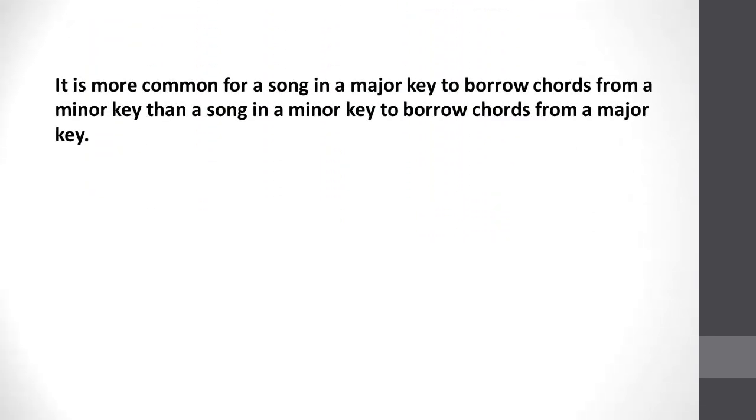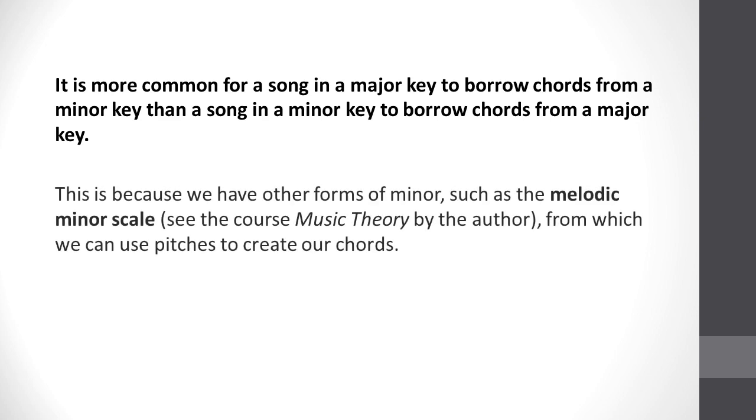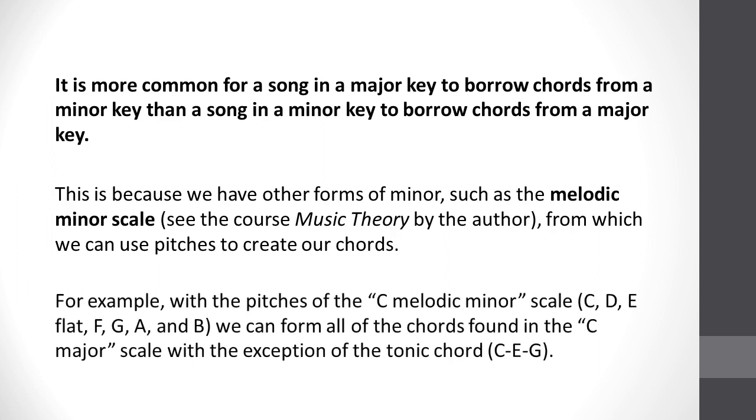It is more common for a song in a major key to borrow chords from a minor key than a song in a minor key to borrow chords from a major key. This is because we have other forms of minor, such as the melodic minor scale, from which we can use pitches to create our chords. For example, with the pitches of the C melodic minor scale, C, D, E flat, F, G, A, and B, we can form all of the chords found in the C major scale, with the exception of the tonic chord, C, E, G.